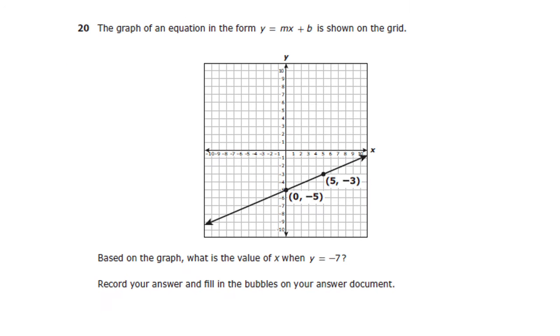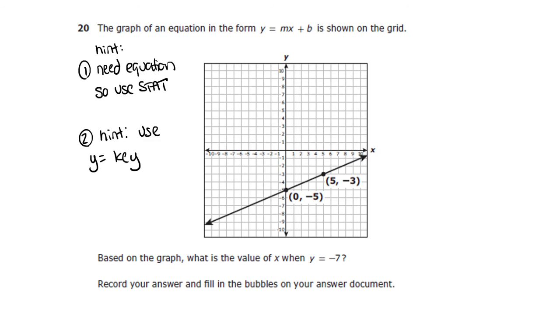Okay, here comes your first hint. They made this easy for us at first, and they gave us our 2 points. So since we need an equation, we're going to use stat. So we're going to put this in our y equals key. And then we're going to look at the table when y equals -7.